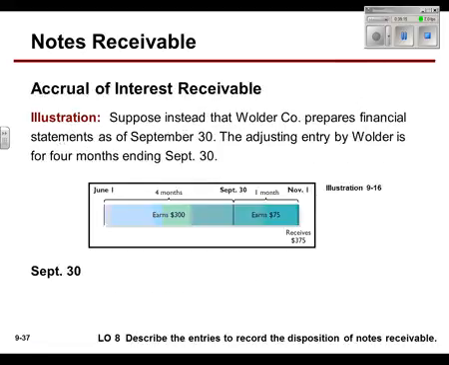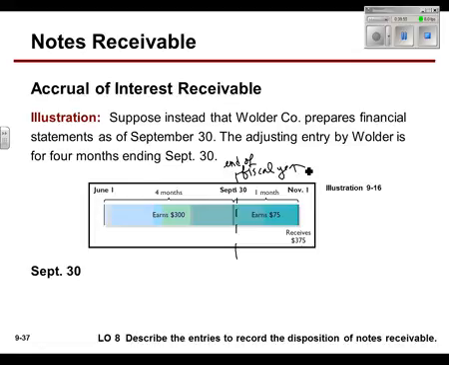Oh boy. Then we have a calendar year ending. Here's where things get a little complicated. Suppose instead Walder prepares financial statements as of September 30th. This is kind of weird, but let's just say this is when their fiscal year ends. You might say that's a really weird time to have a fiscal year end, but whatever. Businesses can do whatever they want.